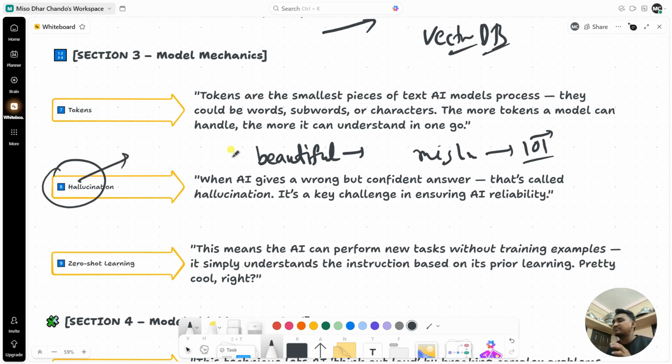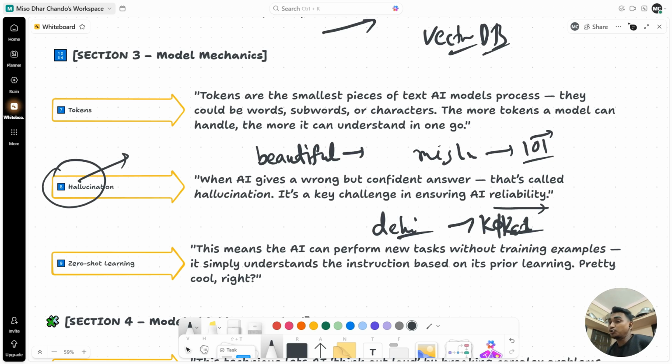Now hallucinations, the most important part here. This is how an AI gives a wrong but confident answer. Let's say I ask, what is the capital of India? Obviously Delhi. But if I say no, it is Kolkata, it strongly, confidently answers that yes, Kolkata is the capital city of India. Wow, that's the wrong answer. That's called hallucination. It is a key challenge in ensuring AI reliability. Same thing goes for the overfitting and underfitting problems.